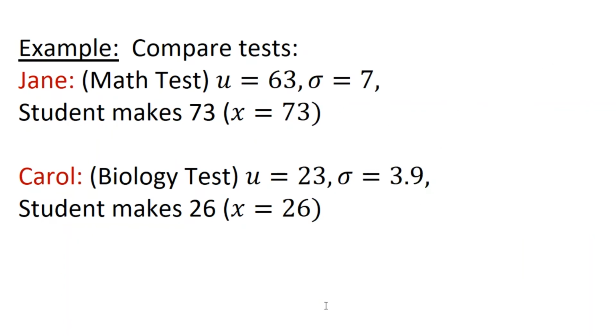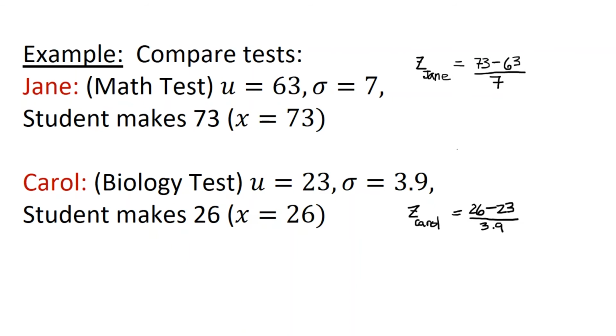Next we'll consider how to compare two different tests. So we have student 1, Jane, and she takes a math test. The mean of the math test is 63, standard deviation is 7, and Jane makes 73, so X is 73. Now Carol takes a biology test. The mean is 23, standard deviation is 3.9, and Carol makes 26, so X is 26. Who did better on their test?